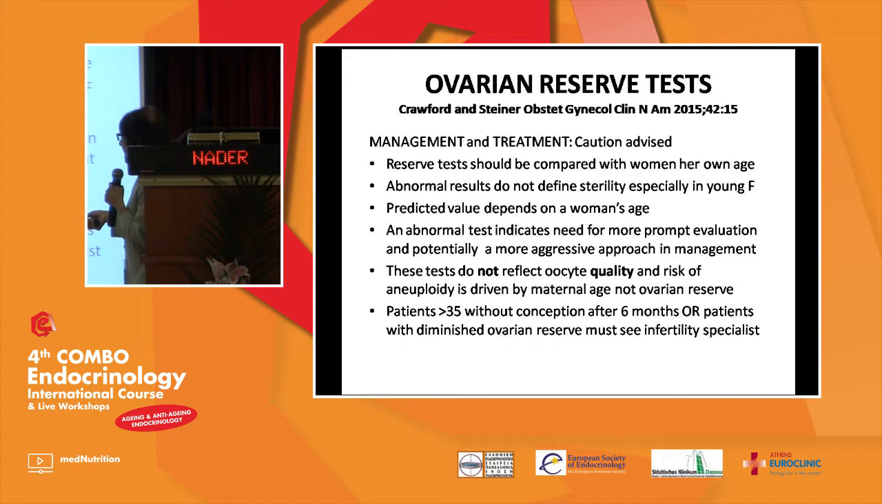two sentences. These tests that I've just been talking about do not reflect oocyte quality. And the risk of aneuploidy, as I'll show you, is driven by maternal age, not ovarian reserve per se. And patients more than 35 without conception after 6 months should go and see Professor Flehos for his help, or patients with diminished ovarian reserve, it would be reasonable to go and see an infertility specialist as opposed to your gynecologist.